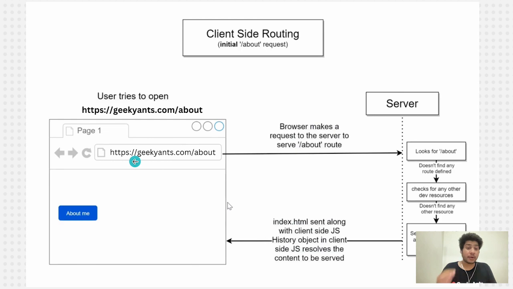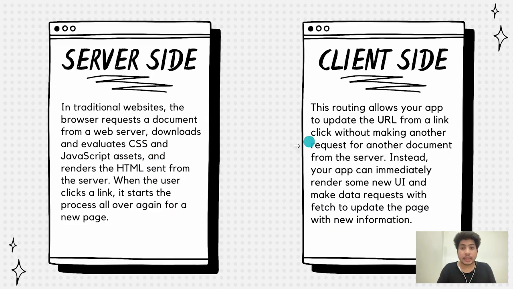So the client side routing, let's go to the previous thing. The client side routing does something totally different. It allows your app to update the URL without making any other request. What it does is it blocks your HTTP GET request to the server, and handles all this routing internally inside the JavaScript code.